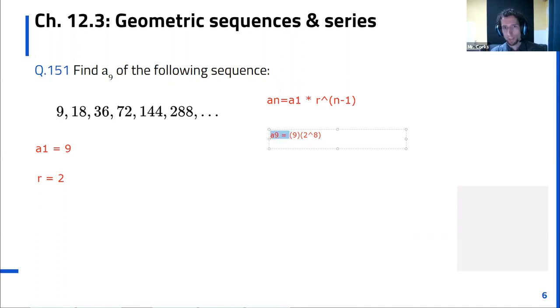And we just want to figure that out. 2 to the exponent 8, what is that? 256. And then we just figure out what that is. 9 times 256, times 10 would be 2,560, and just subtract 256 from that. Answer is 2,304.